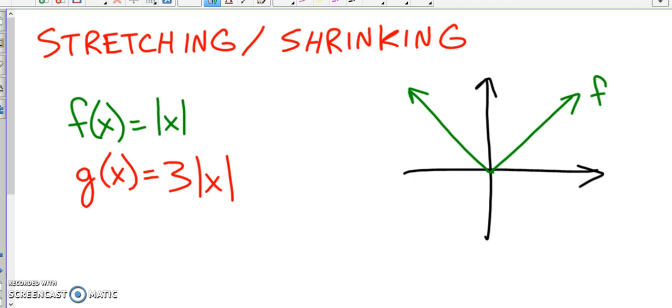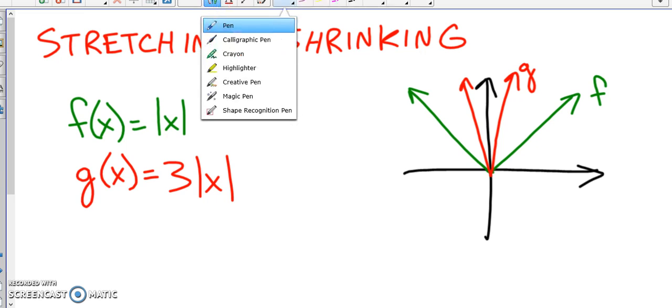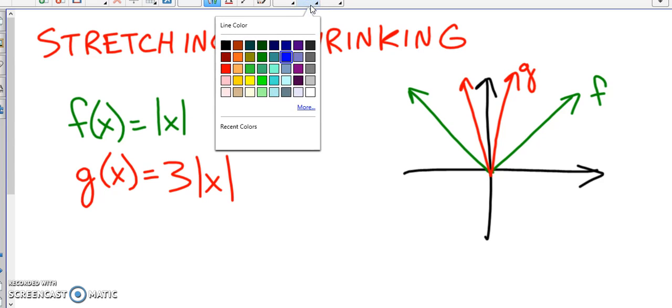Actually does the opposite of that. This actually makes it look narrower, but that's not actually what's happening. So this looks like this. This is G. That 3 on the outside, instead of just making the graph narrower, it's actually making everything 3 times as tall as it used to be. So, for instance, if I get my magic pen here, make sure it's in yellow, because whenever I write in yellow, people can ignore it.